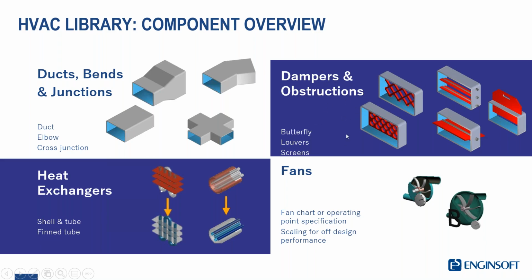Then you have dampers and obstructions. So you have louvers and butterflies. So you have different kinds of louvers and different shapes that you can characterize by a fraction of open area that is available to the fluid flow. Then you have heat exchangers, shell and tube and fin and tube heat exchangers, and then you have fans for the calculation of the chart operating point of the fan.